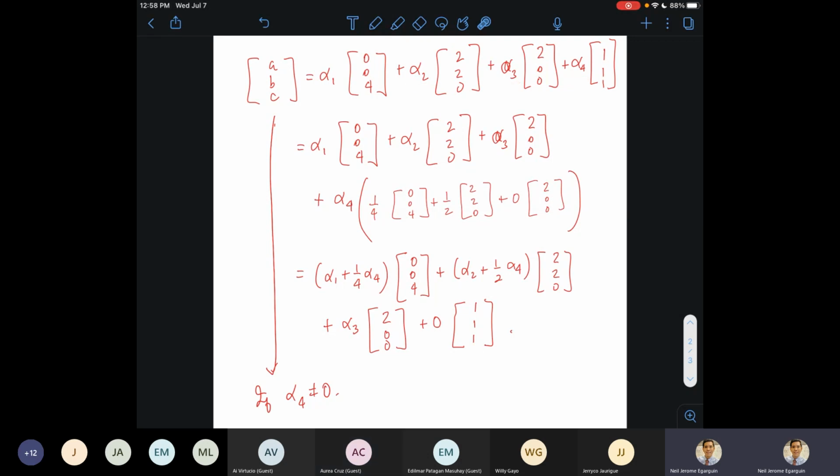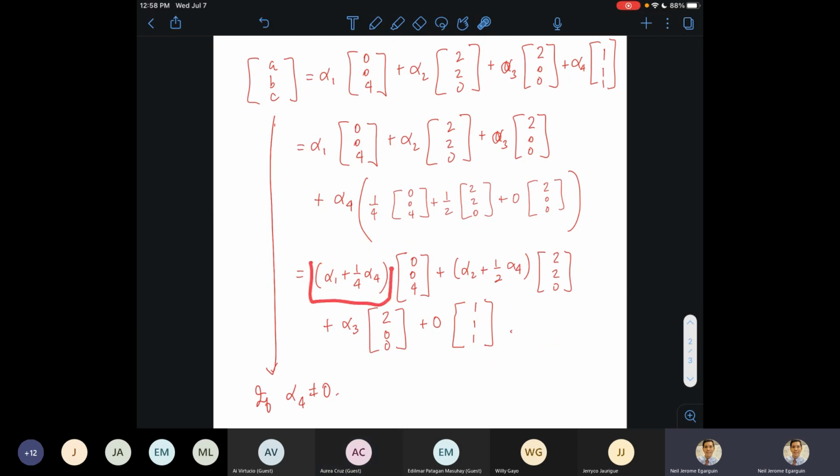But from our previous analysis, we have shown that 1, 1, 1 can be written as a combination of 0, 0, 4, 2, 2, 0, and 2, 0, 0. In fact, this is that precise representation. So by substitution, I just replaced 1, 1, 1 by that linear combination. Okay. And then I played with the different properties of my vector space with respect to vector addition and scalar multiplication and came up with this.